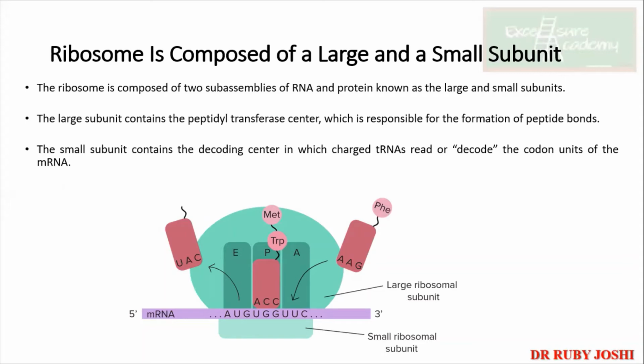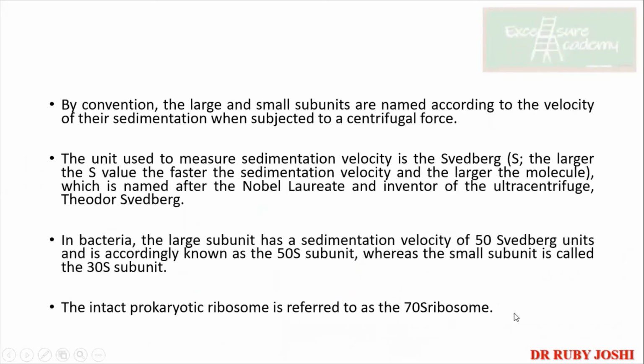So what are such RNAs called? Do you remember from the previous lectures? RNA acting as the enzyme, those are known as Ribosome. Ribozyme. Yes. So we have discussed during the splicing, right? So even peptidyl transferase is also one of the examples of ribozyme. Okay. The small subunit contains a decoding center in which charged tRNAs read or decode the codon units of the mRNA.